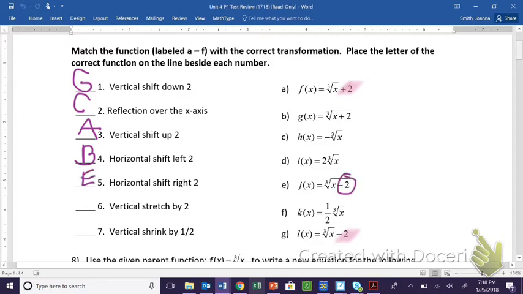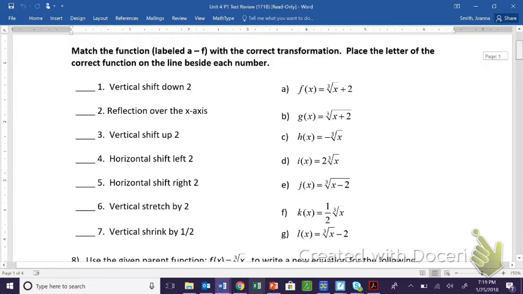Okay? This is what number we're looking at, and we're going opposite the direction it wants us to go in. Vertical stretch by 2. Stretch, remember, is the coefficient. So we're looking at letter D. And then number 7, last but certainly not least, a vertical shrink by 1/2. That is going to be F. Hopefully you had great success with that and you got all those answers right. All right, moving on.